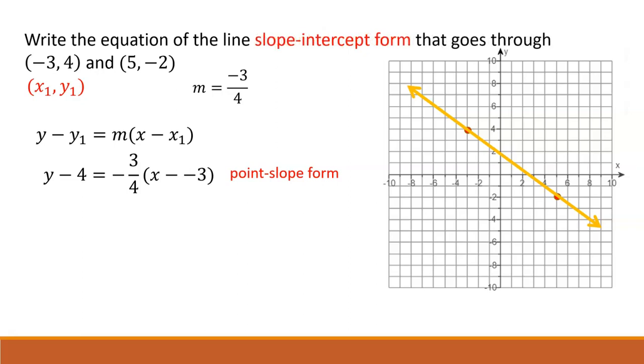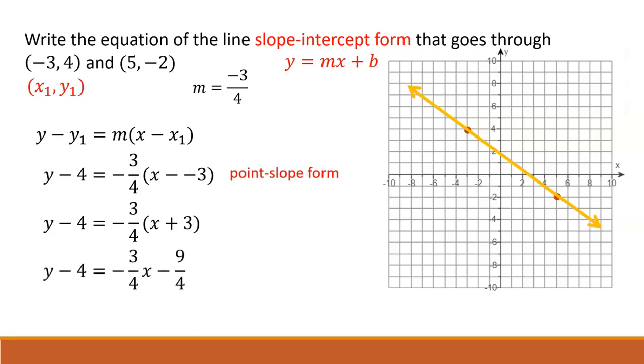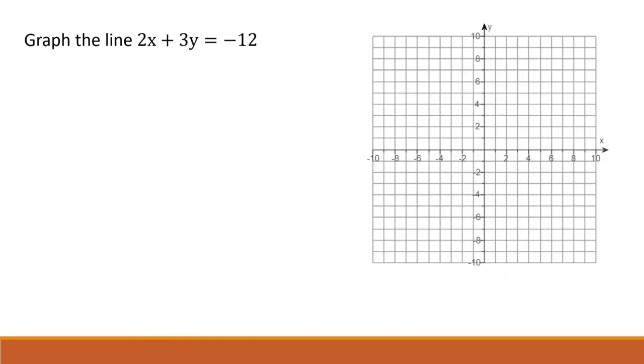If we want to write that equation in slope-intercept form, that's y equals mx plus b form, we just need to do a little bit of multiplication and rewriting. So, for example, inside the parentheses, x minus -3 is x plus 3. We can distribute the -3/4 on the right side of the equation and then add 4 to both sides to get our slope-intercept form.